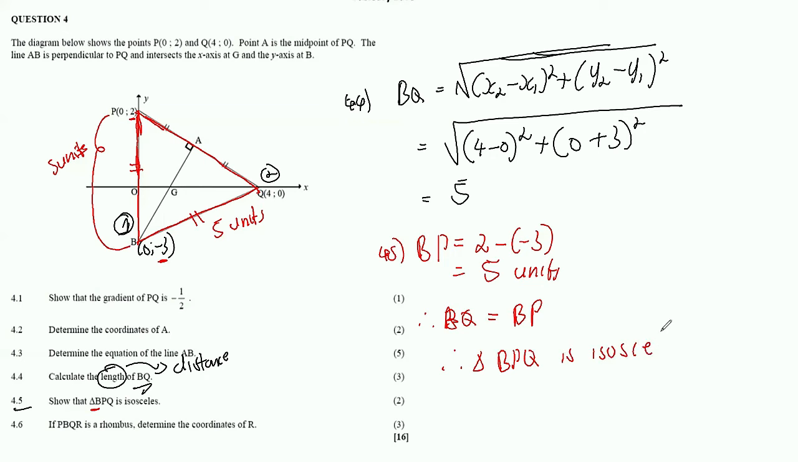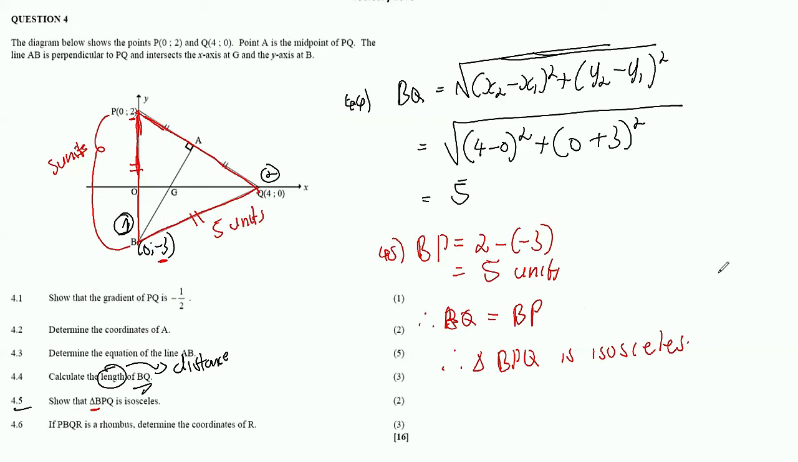Because of what? Two equal sides of an isosceles triangle, right? And then, okay, so we are done with that. It was just 2 marks.